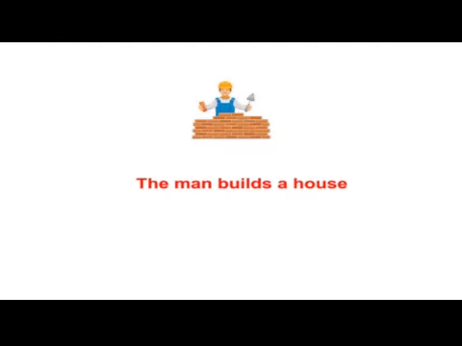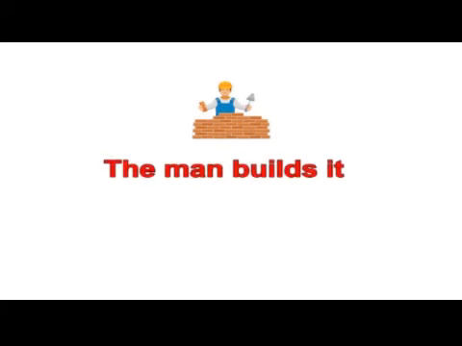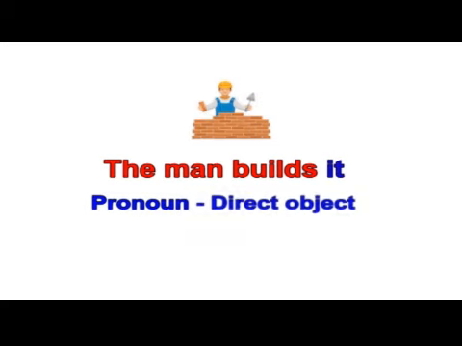What does the man build? The direct object answers the question. As I said earlier, a direct object can also be a pronoun. For example, let us consider the sentence, the man builds it. Identify the direct object here. Here the pronoun it is the direct object.